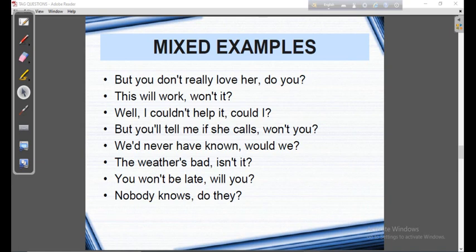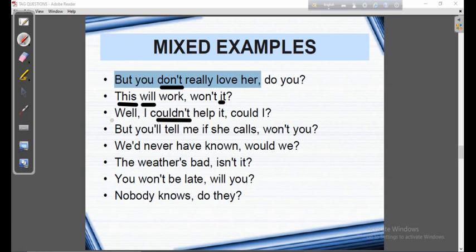Here you will get some mixed examples like, but you don't really love her. Here this sentence is negative, so the tag will be affirmative, and here there is a verb do, and it takes do. These will work will, and this one is positive, so the tag question will be negative. Will not, short form won't, and its pronoun will be it. Well, I couldn't help it.